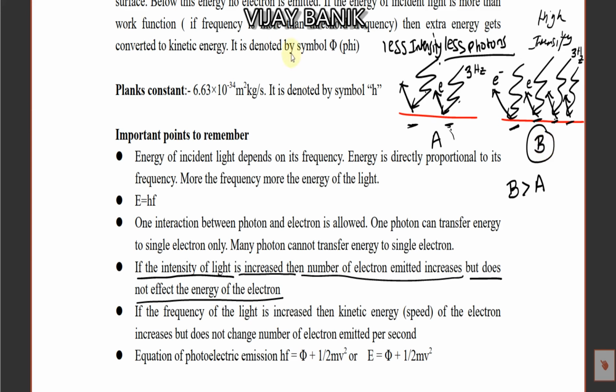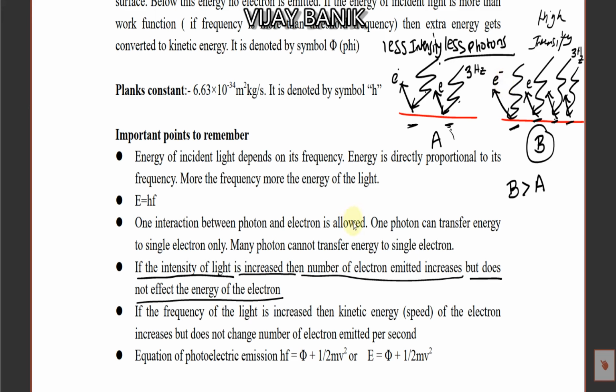So that means electrons from both the plates will eject at the same speed. The kinetic energy of the electrons from both the plates is not getting affected. Only how many electrons are getting emitted is affected. Remember, intensity only affects the number of electrons. It does not affect the kinetic energy of the electron, or at what speed the electron will eject from the plate. That will depend on the frequency of the light.